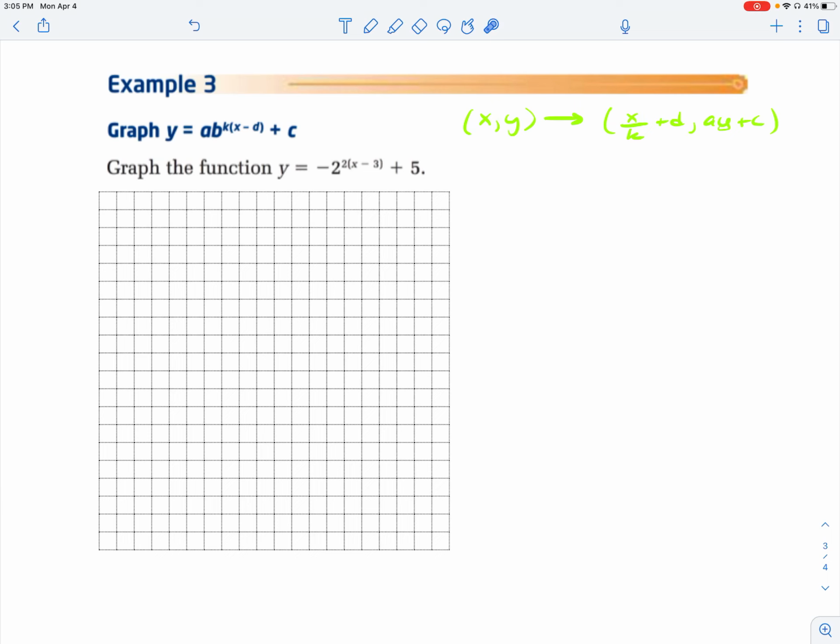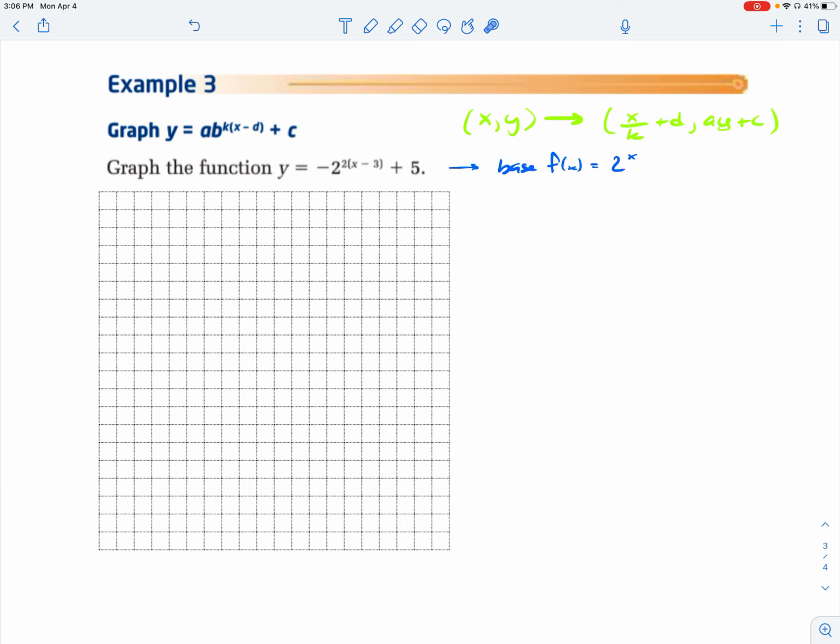Okay, this question is quite simple. Let's just look at our function. First I have to identify what the base is. It looks like it's going to be 2 to the exponent x. So don't pull this negative in with the base.